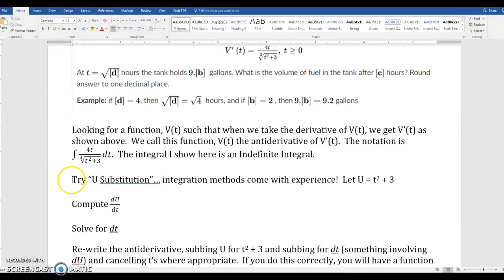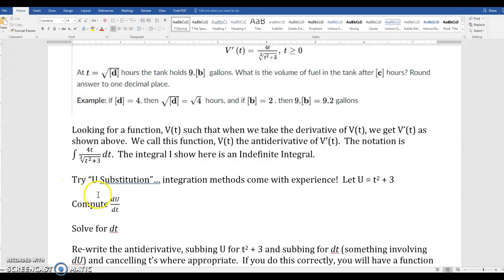Now, so I try U substitution. Let me just say this. Whether it was addition, subtraction, multiplication, division, or differentiation, there are lots of rules that must be learned. And I think the corollary to that in integration is that depending on the function that you are trying to integrate or find the antiderivative of, there are many different approaches to integration or finding that antiderivative.